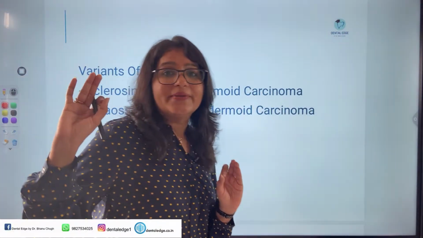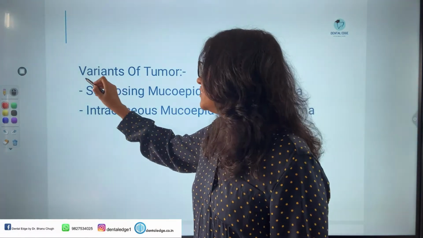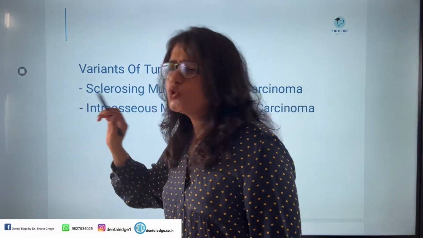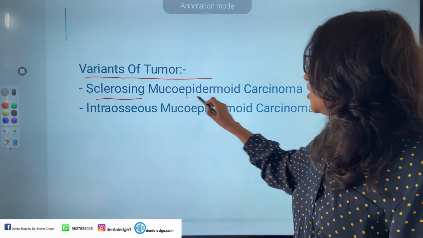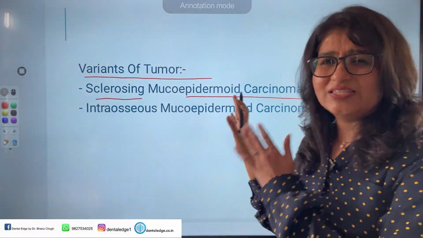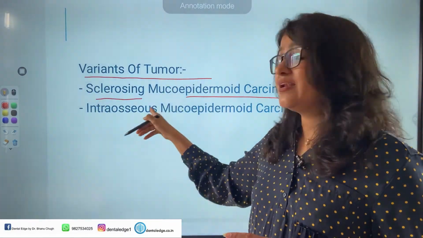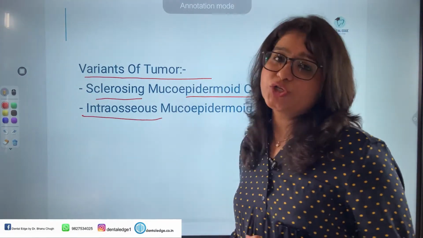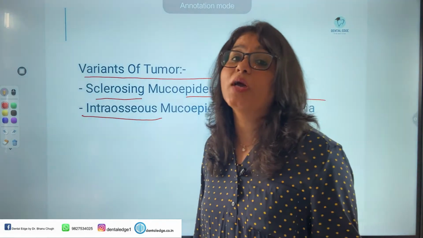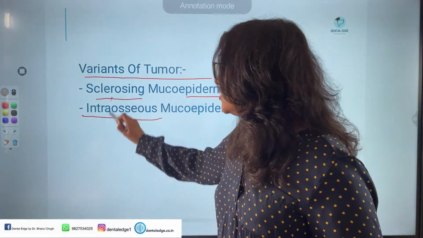So with this we complete the histopathologic features. Now let's see the variants of this tumor, right? So you just need to remember there are 2 variants. Sclerosing mucoepidermoid carcinoma, in this excessive sclerosing is seen. You just need to remember the name. One variant is sclerosing mucoepidermoid carcinoma and the other is intraosseous mucoepidermoid carcinoma. If mucoepidermoid carcinoma occurs within the bone, intraosseous, the word only means within the bone.